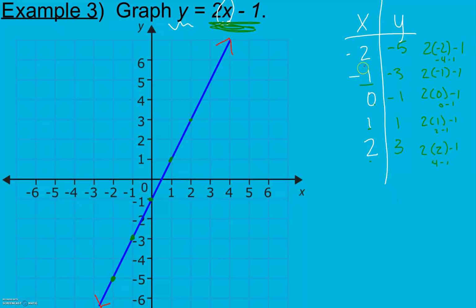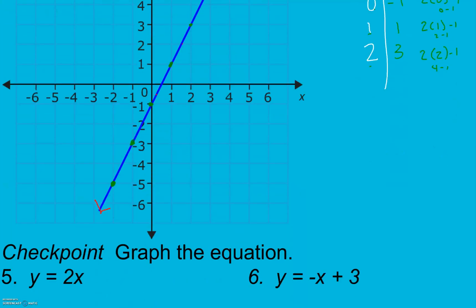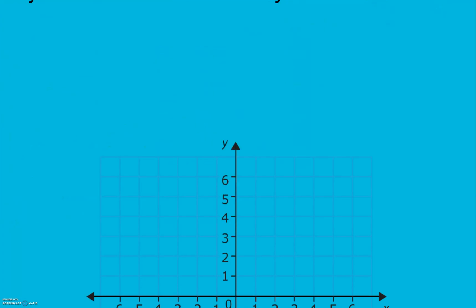Okay, and we could have picked any points here. We connect them because we could have picked 1.5 and gotten 2. We could have picked 0.25 and gotten -0.5. We could have picked 100, okay, and gotten 199, and that's why we have to put the arrows here to show that it continues. So this same pattern is going to keep going. Feel free to pause here and give these a try if you'd like.